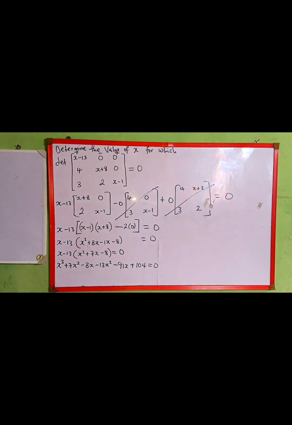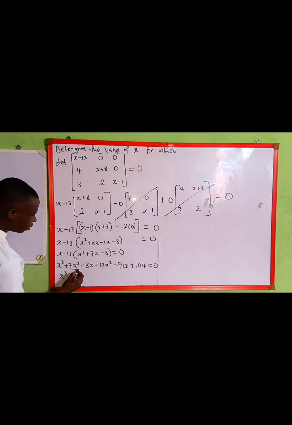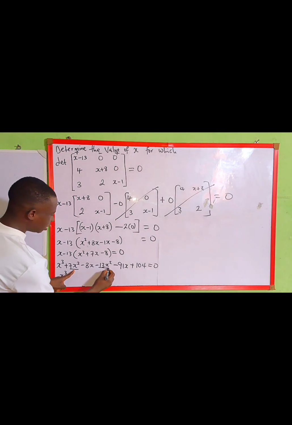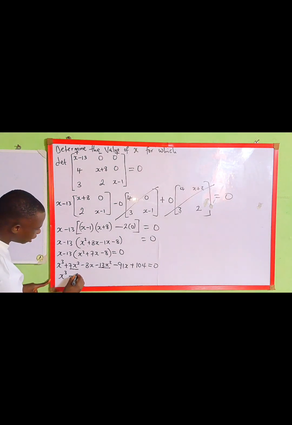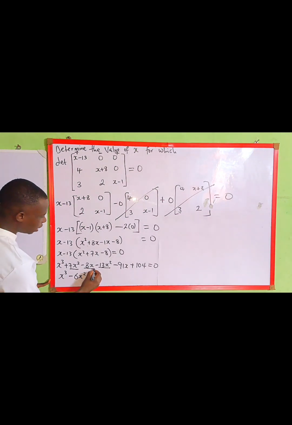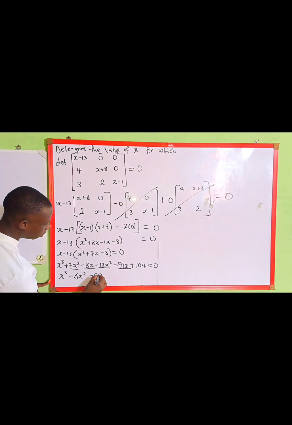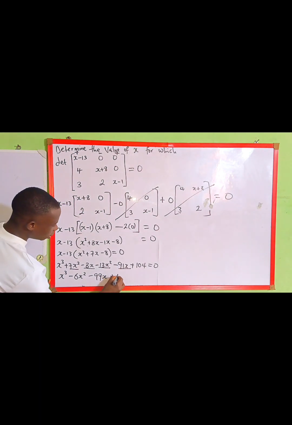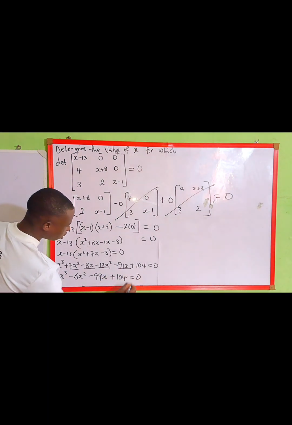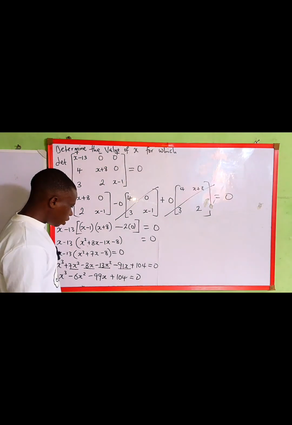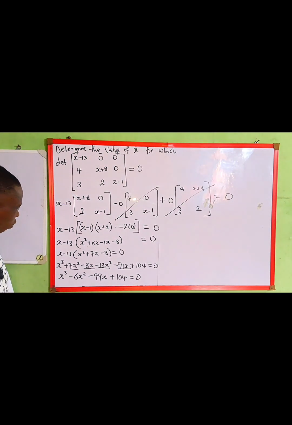Now let's combine the like terms. Here we have x cubed. Then here we have 7x squared, and negative 13x squared is going to give us what? Negative 6x squared. Then here we have negative 8x, and negative 91x is going to give us negative 99x, then plus this constant 104, which is equal to 0. So now what do you notice? We have a cubic equation because x is raised to 3.